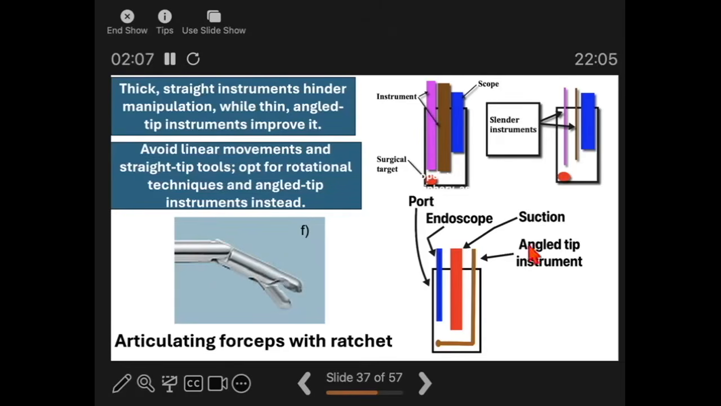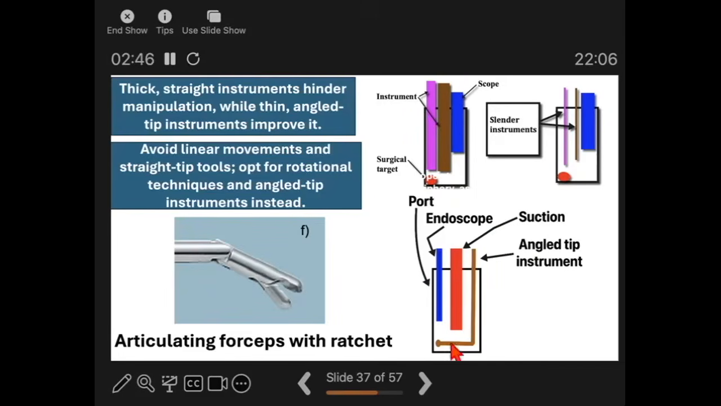In this image, you can see that there is endoscope and there are two thick instruments, and therefore the instrument manipulation becomes difficult. On the other hand, if the instruments are thin, they will occupy less space and the instrument can be manipulated reasonably easily.